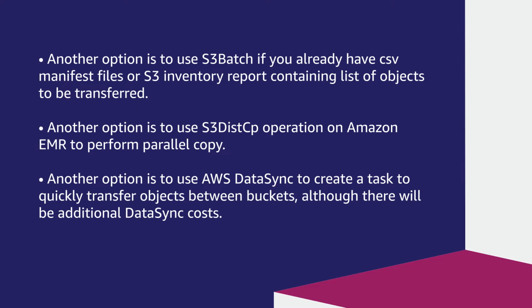Another option is to use S3 Batch Operations, if you already have CSV manifest files or an S3 Inventory report containing a list of objects to be transferred. Another option is to use S3DistCp operation on Amazon EMR to perform a parallel copy. Another option is to use AWS DataSync to create a task to quickly transfer objects between buckets, although there will be additional DataSync costs.